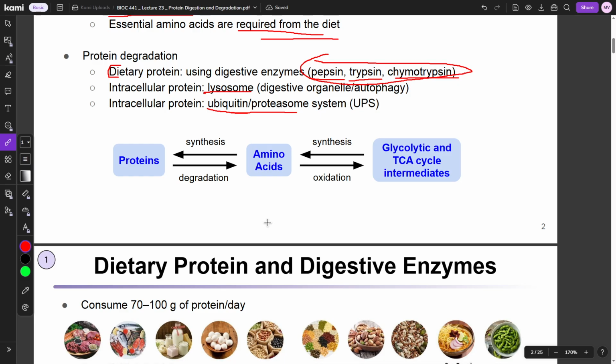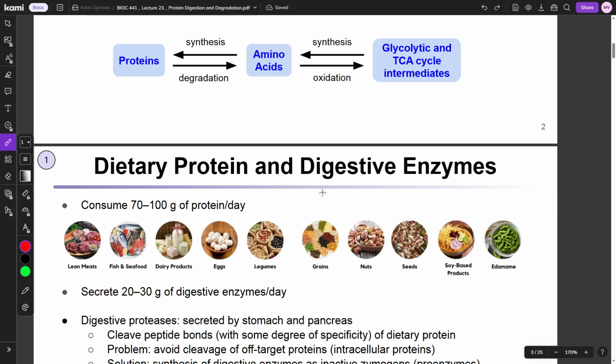So in terms of that, we've got our amino acids, right? We can either synthesize proteins or we can degrade proteins back to amino acids. Similarly, we can also use amino acids to make glycolytic intermediates as well as TCA intermediates. And we can also use the glycolytic/TCA intermediates to make amino acids, right? So it goes both ways.